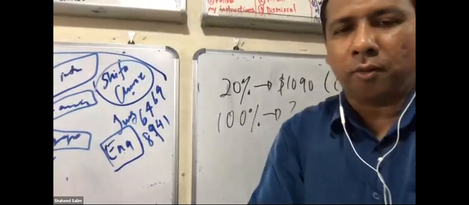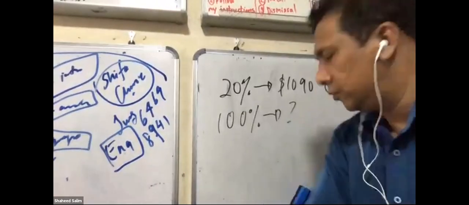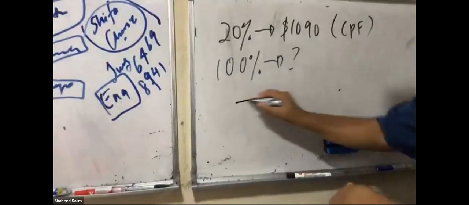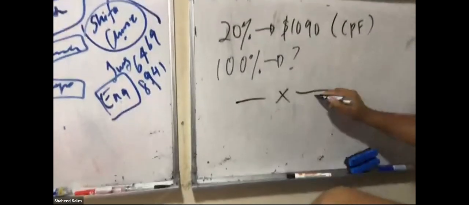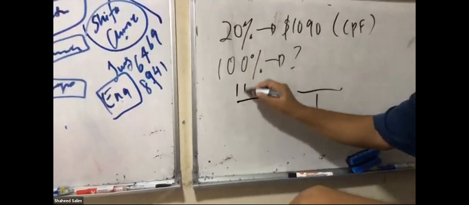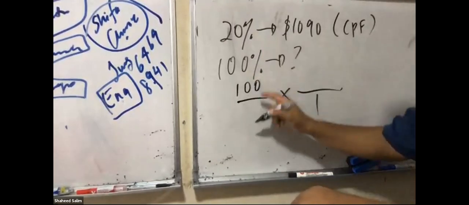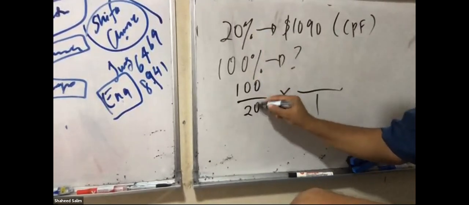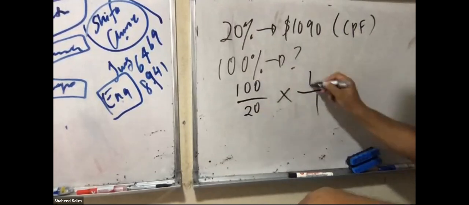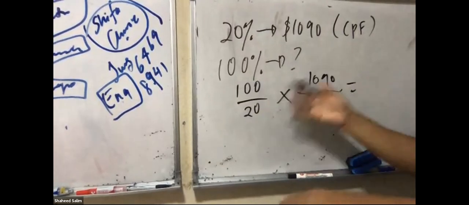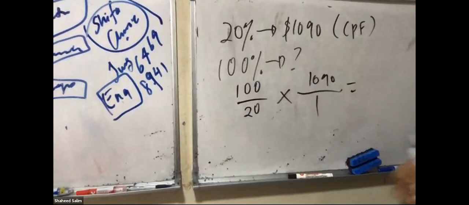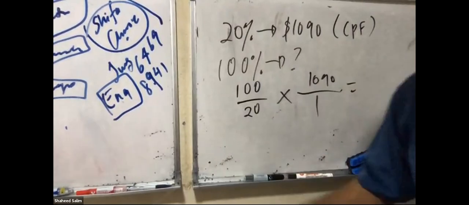Is it easy or not? We can also do it by this method, the formula method, very simple. Put the 1 here. What you're going to find is 100%. If this is percent, below must be percent. 20% equals 1090. That's the formula method. You will get 5450.